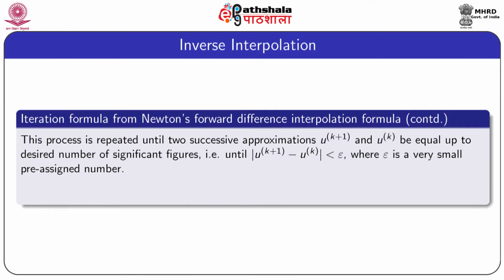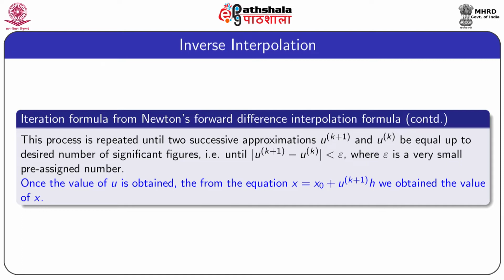Now, this process is repeated until two successive approximations, that means the value of u at k plus 1 iteration and the value of u at kth iteration, are equal up to a desired number of significant figures. That means the absolute value of u k plus 1 minus u k is less than epsilon, where epsilon is a very small positive pre-assigned number. Once the value of u is obtained by iteration method, then the equation x equal to x0 plus u k plus 1 into h, that means x0 plus the k plus 1 approximate value of u into h, gives the final value of x.